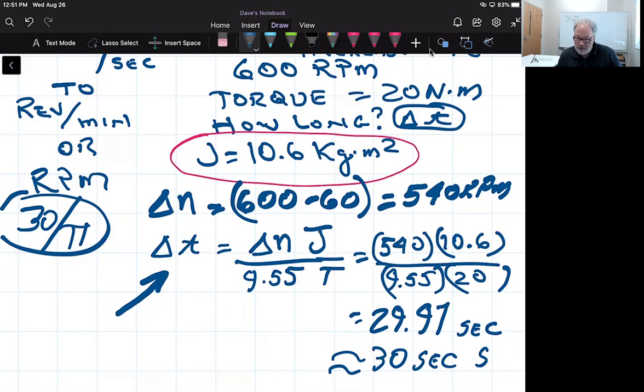In this particular case, we multiply this out and we end up with 29.97 seconds, or approximately 30 seconds, of an application of 20 newton meters of torque that will cause this revolving body, and we like to think about motors or generators for our purposes, to go from 60 RPMs to 600.